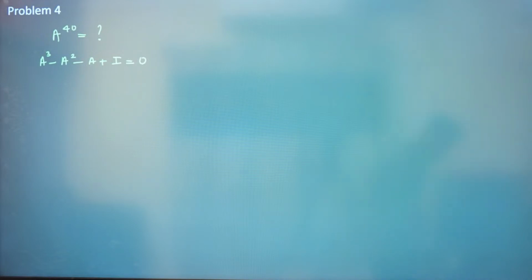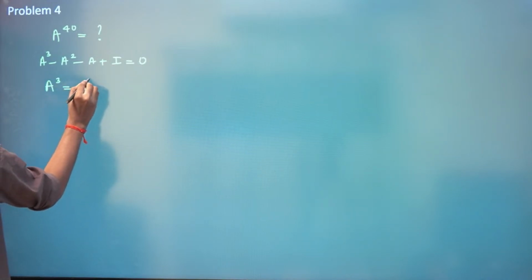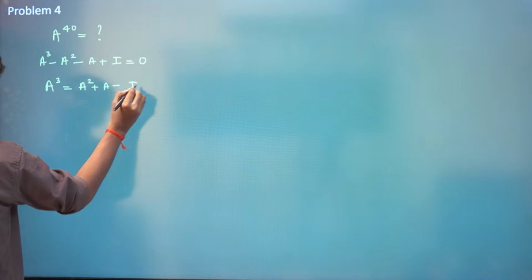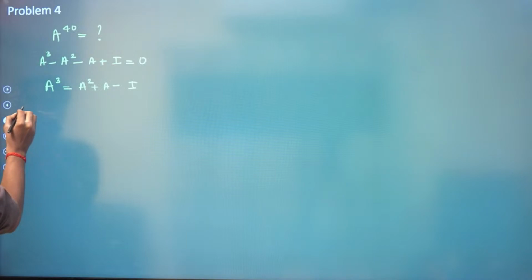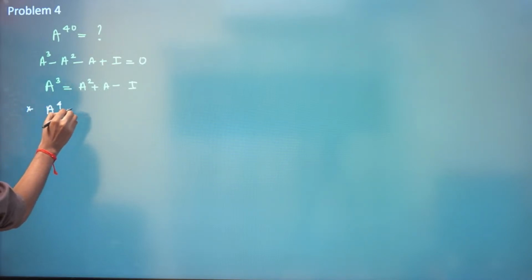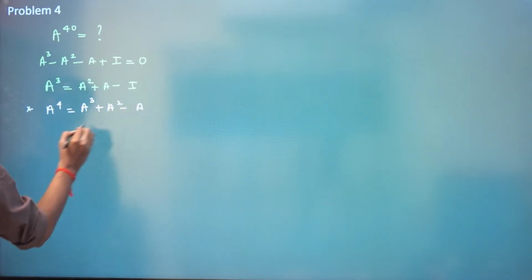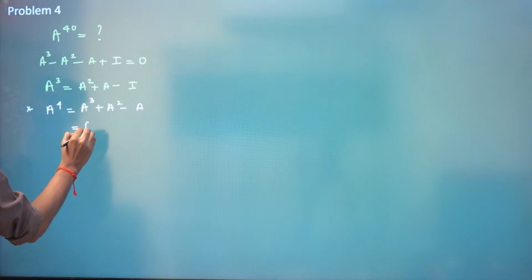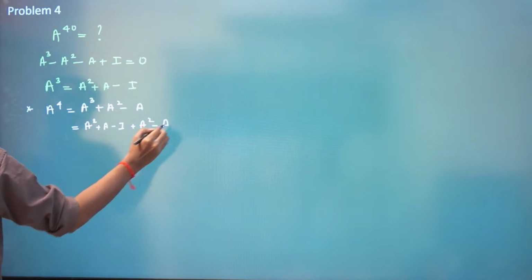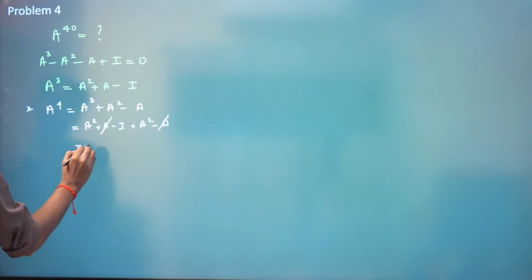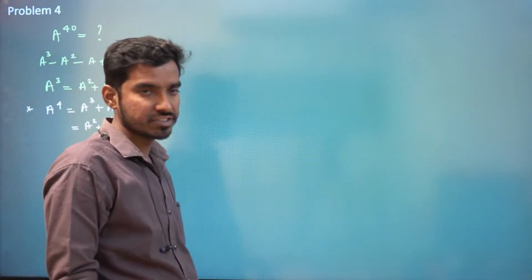So that means what is a cube? A cube is a square plus a minus I, right? Now what is a power 4? I'm trying to find some relation. Multiply a throughout: a cube plus a square minus a. What is a cube? A cube is a square plus a minus I. Already we have plus a square minus a. These two will get cancelled. So we have 2a square minus I. A power 4 turns out to be 2a square minus I.